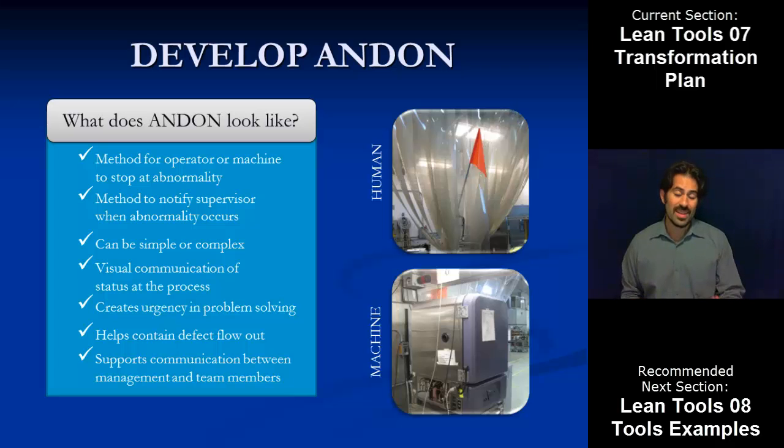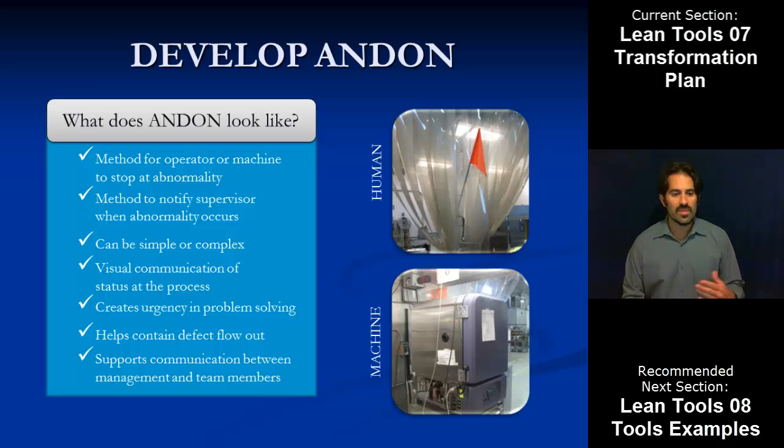What comes out of that, why that's nice, why it works, is that it's visual. So we're now communicating these abnormalities visually, so we can see status at a glance. It also provides a mechanism, because it's visual, to help create urgency in problem solving, because now it's visible to see how long that problem has gone unresolved, so we can measure that. We can improve our response time to addressing problems that way.